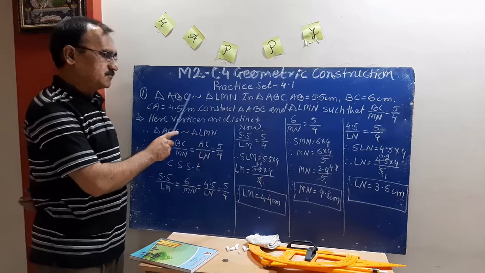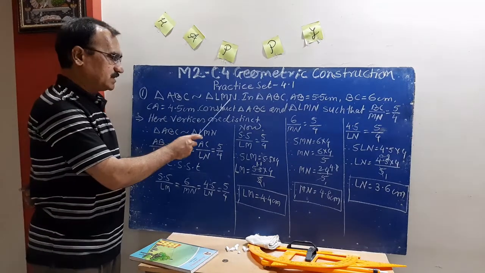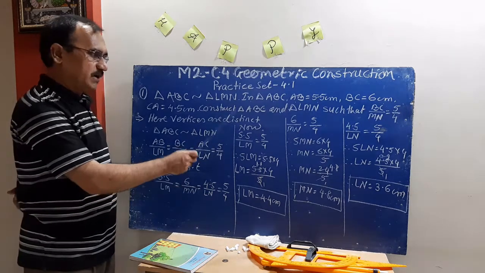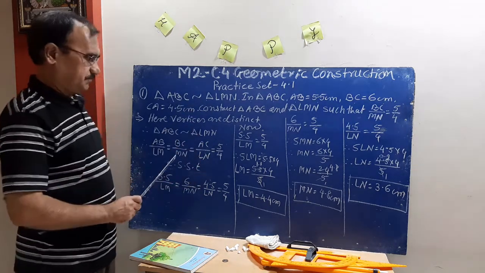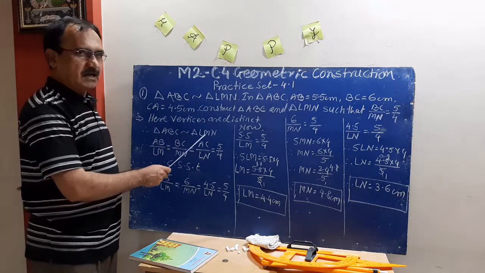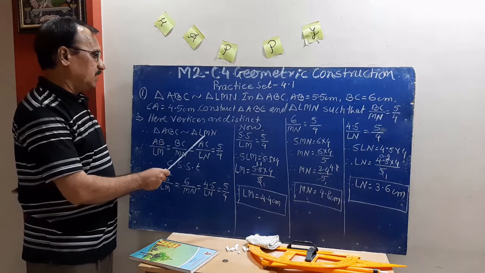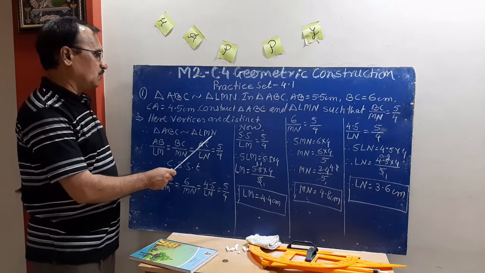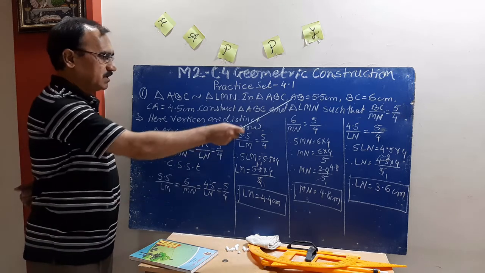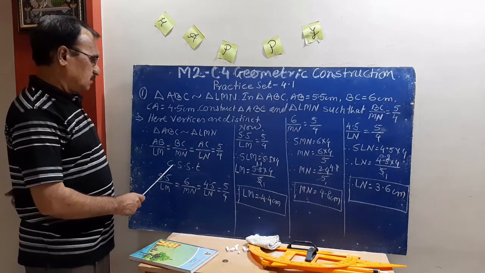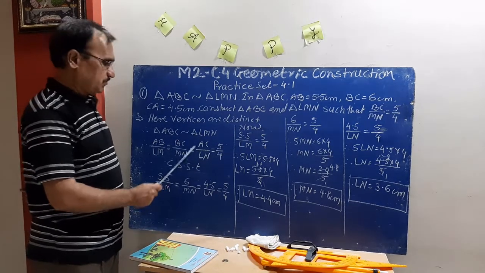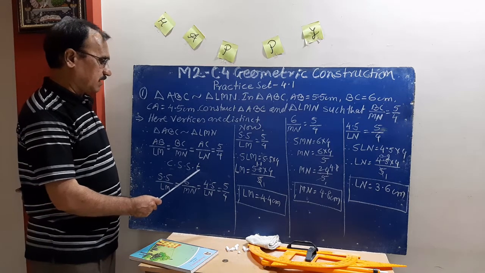That means here this is first method. Here all vertices are distinct. What we can do? We can find measurements of second triangle with the help of property of similar triangle. Triangle ABC, similar triangle LMN means we can write AB upon LM is equal to BC upon MN is equal to AC upon LN is equal to 5 upon 4 is already given. Corresponding sides of similar triangle. This is the reason for this ratio.